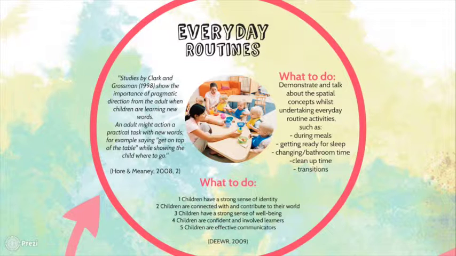Studies by Clark and Grossman show the importance of pragmatic direction from the adult when children are learning new words. They suggest that an adult might action a practical task with a new word, for example, saying, "Get up on the table," while showing the child where to go, or picking up the child while saying, "Up." The links to the early years learning framework will change depending on what everyday routine you're involved in.